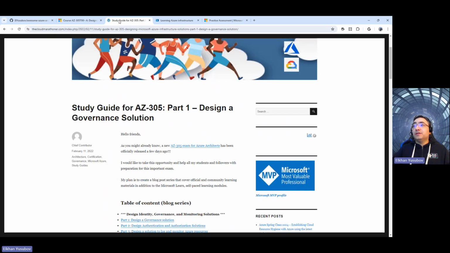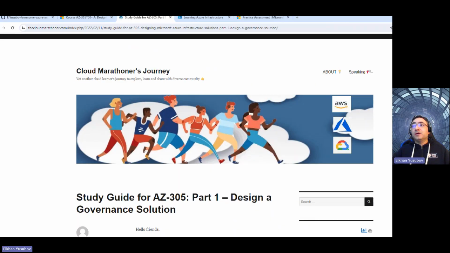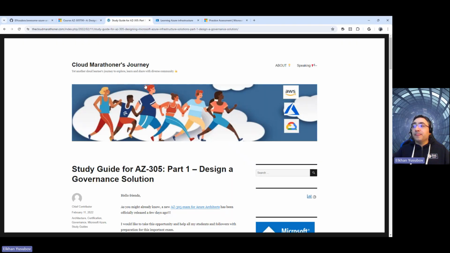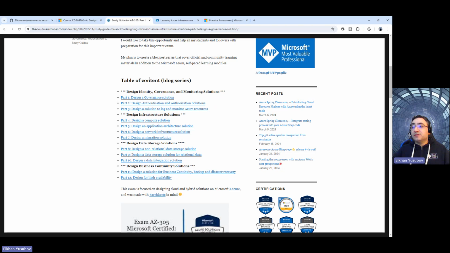Next, on the cloudmarathoner.com blog, I also made a series of posts about how to get started with AZ-305, which is focusing on the Microsoft Azure Architect exam and its references. You will see that it consists of 12 blog posts. I'm in the process of updating some of them as there's always some change in Microsoft Azure. So you are more than welcome to check this one as well.